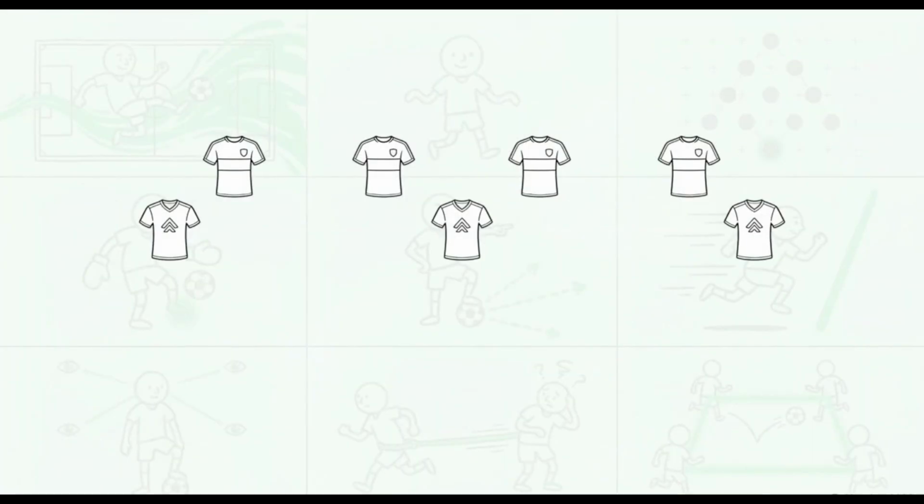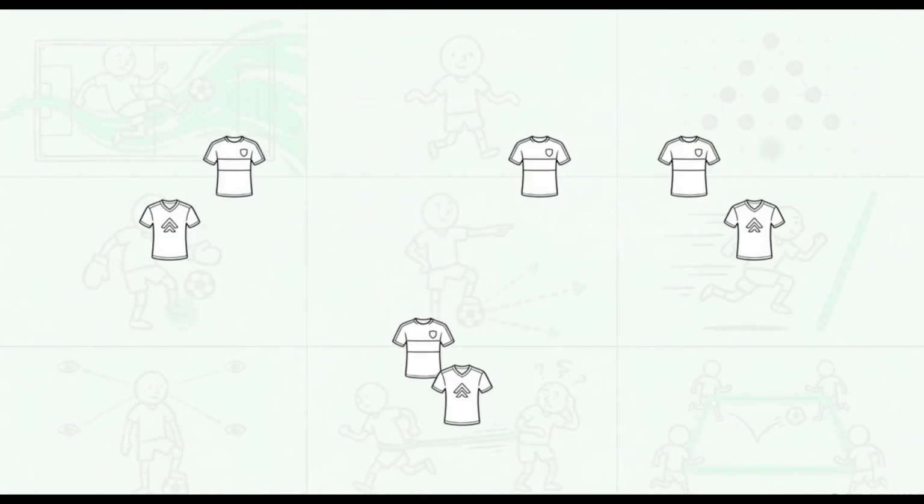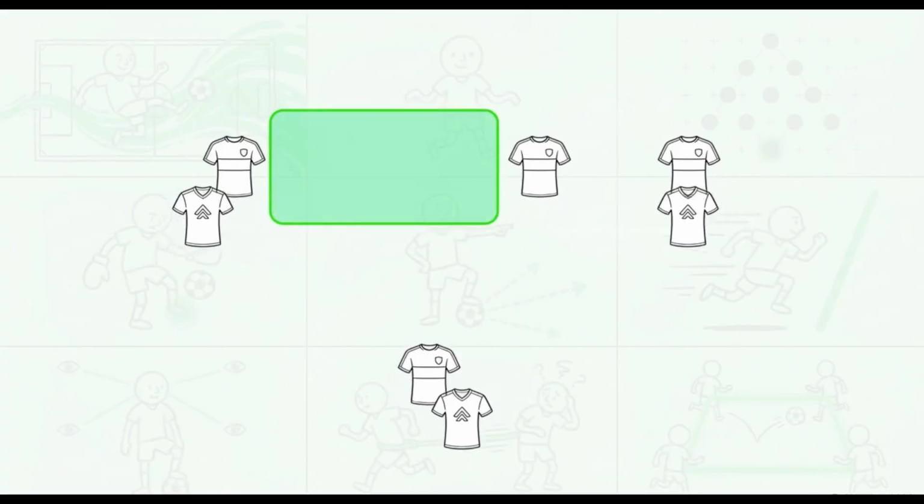This retreat has a specific spatial consequence. When the forward drops deep, they often drag a central defender with them, leaving a massive gap in the backline for wide teammates to exploit.